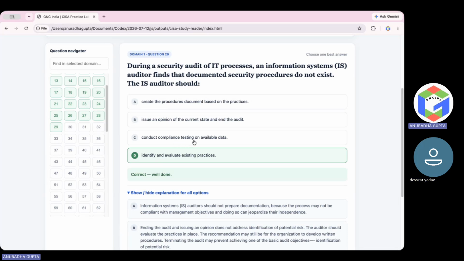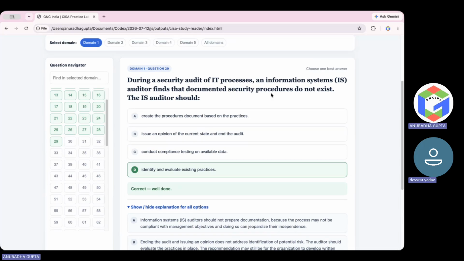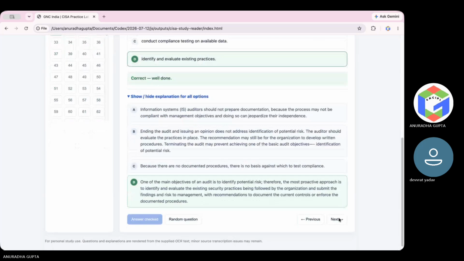For this one, when conducting compliance testing on available data, the data is not complete, data is not available because they are not maintaining the security procedures with them. It is not documented, so we cannot go for the compliance testing without the appropriate set of data, right? So yes, D is the best one.